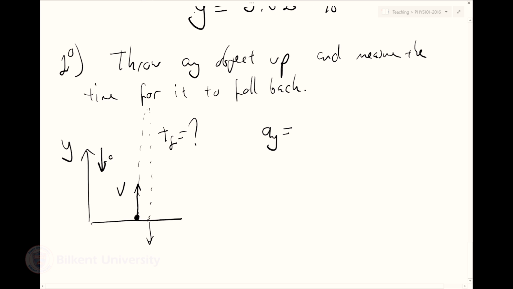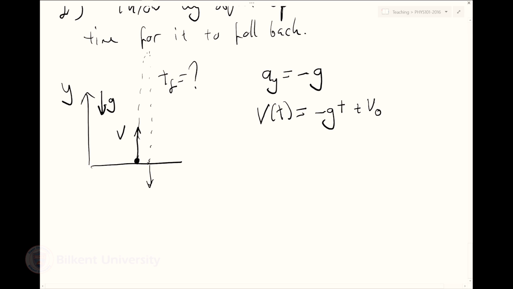So if I start my motion with velocity v0, my velocity at later times will be minus g times t plus v0. And my position as a function of t will be minus 1/2 g t squared plus v0 t plus whatever my position at time t equals 0 was. Now, the way I put my axis is I'm going to say that y0 is equal to 0, and I'm throwing this up with velocity v0.